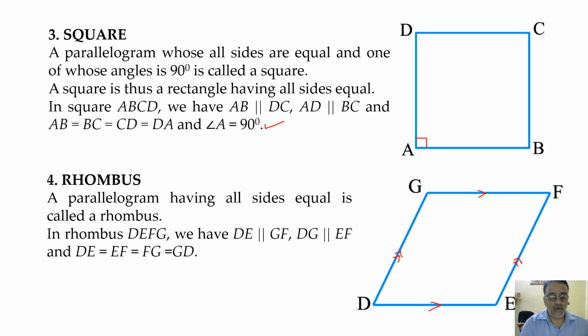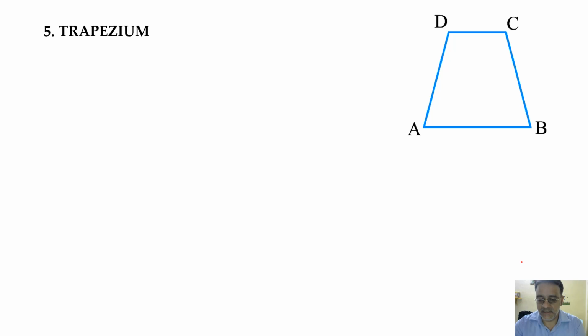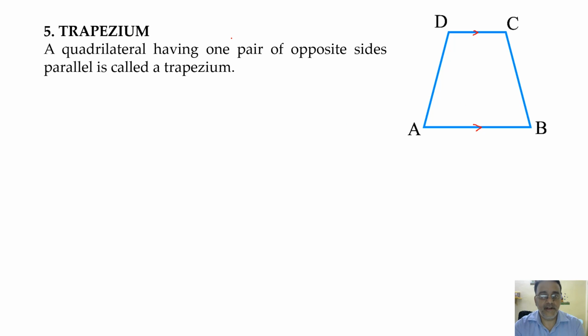right. So now we'll move toward the next type, that is trapezium. Trapezium is a quadrilateral in which one pair of opposite sides is parallel. So in this figure, AB is parallel to DC. Okay, so we have two pairs of opposite sides. Out of two pairs, at least one pair should be parallel, right? So in this figure, AB is parallel to DC.